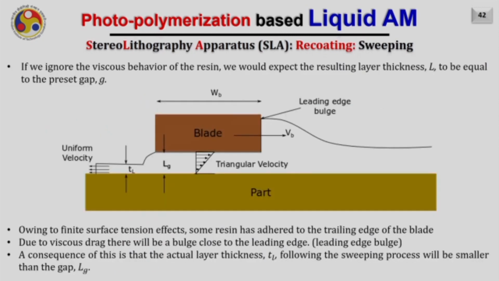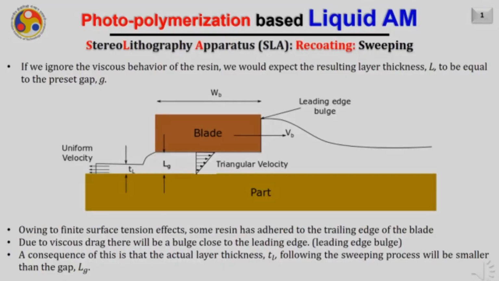For that, let us consider the case where there is a moving plate and a fixed plate, and in between there is a liquid resin. We will try to analyze the velocity between the moving and the stationary plate, and we will get an approximate relationship between the gap between the recoater and the top surface of the part and the desired layer thickness. So let us now consider the fourth step of recoating, that is sweeping.